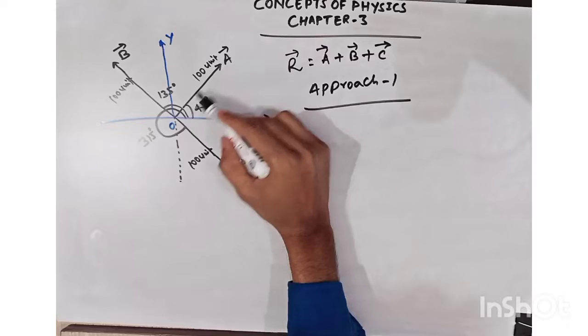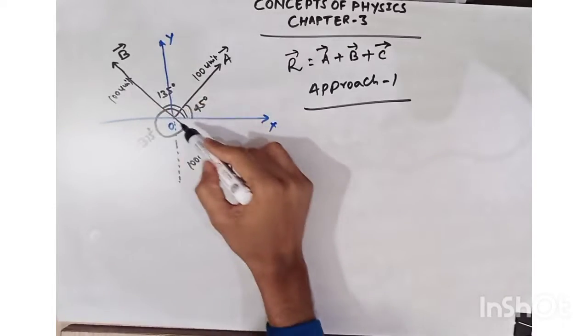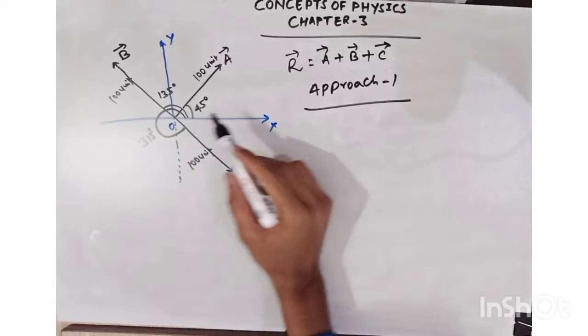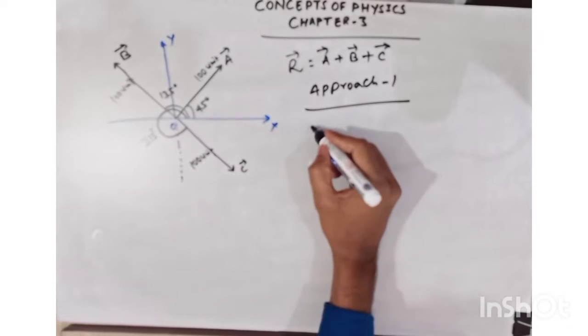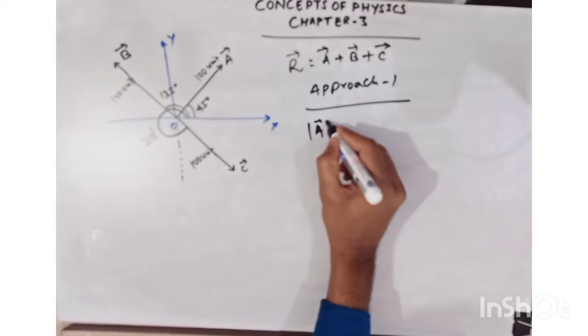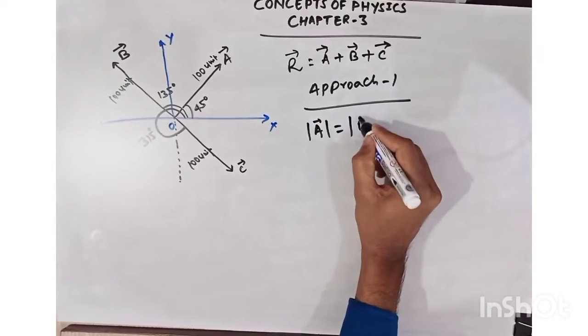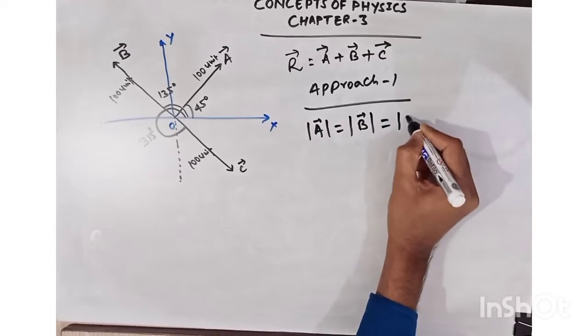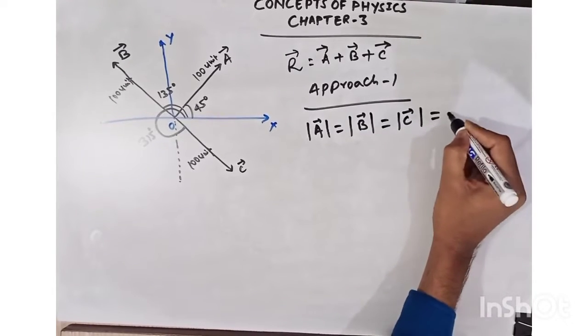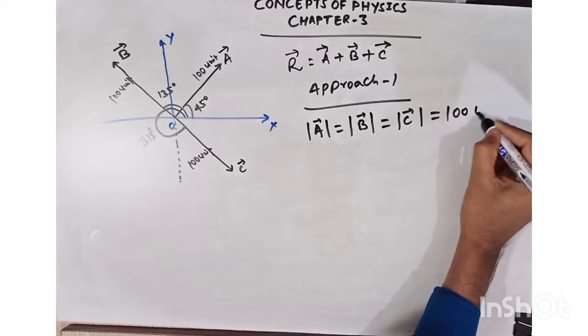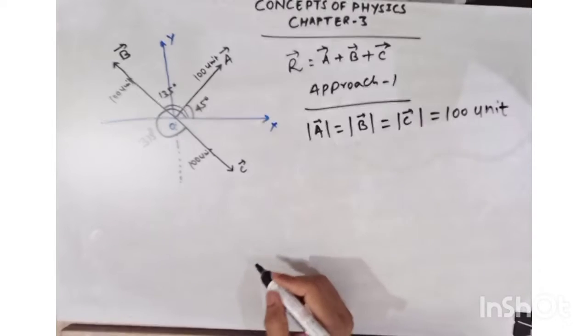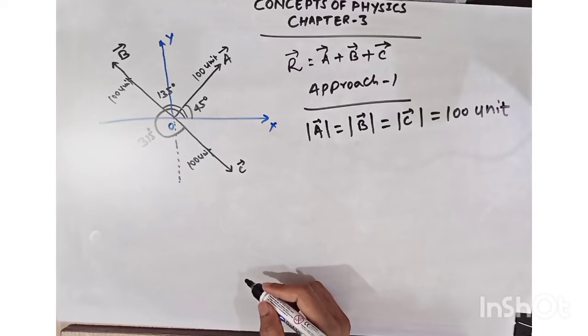So this is in this direction, this is in this direction, this is in this direction, but the magnitude of each vector is the same. Okay, so we can write the magnitude of A is equal to the magnitude of vector B equal to the magnitude of vector C, which is equal to 100 units. Correct.